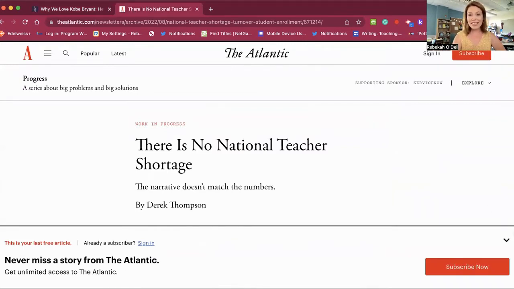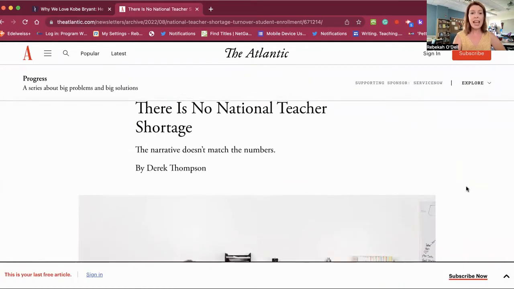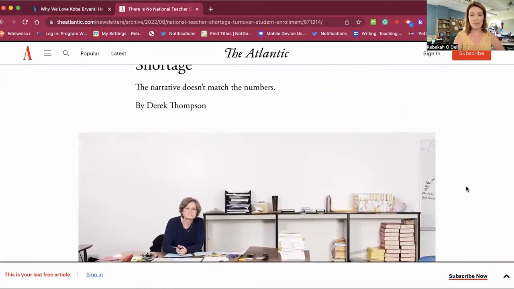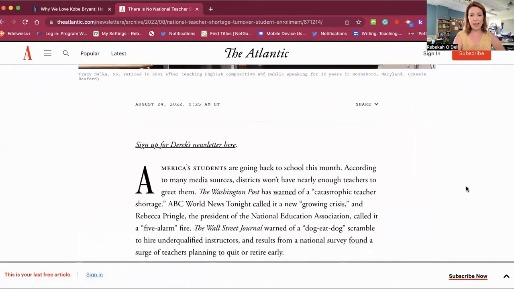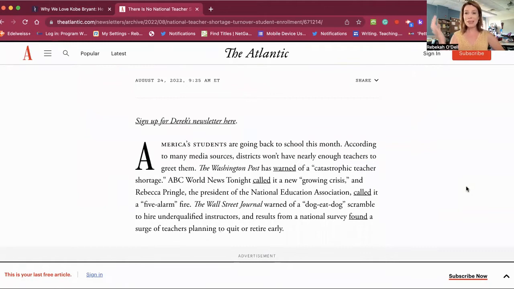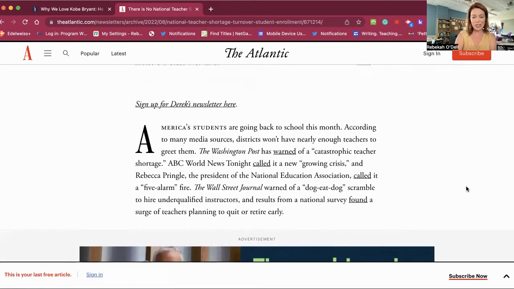So this is an article in The Atlantic. There is no national teacher shortage. And once again, we begin with some introduction, okay? America's students are going back to school this month. Again, introductions give us background, they give us context, they give us something to put our mind as a reader in the right space. You can definitely go to Mini Moves for Writers and check out lots of videos on different types of introduction strategies.